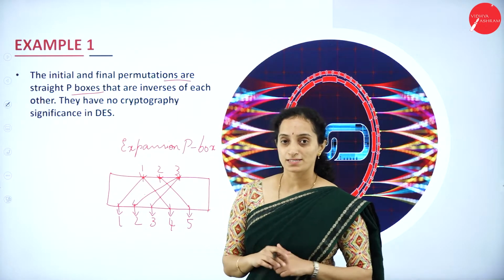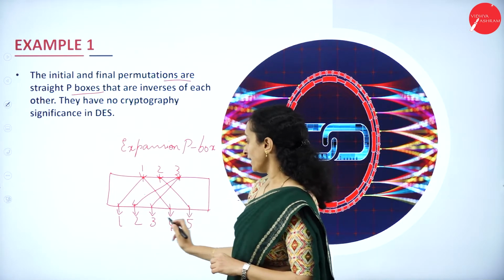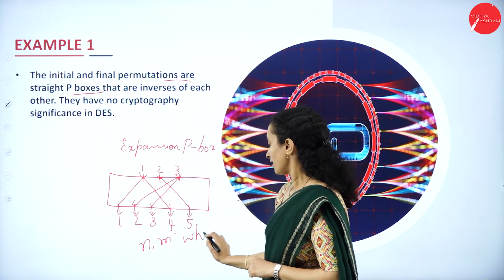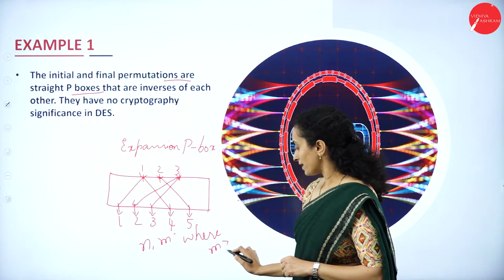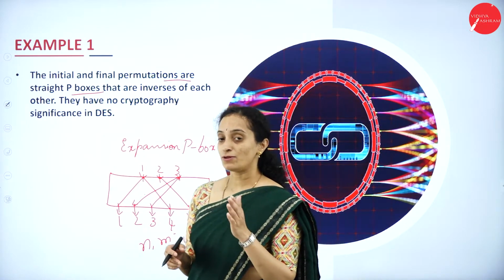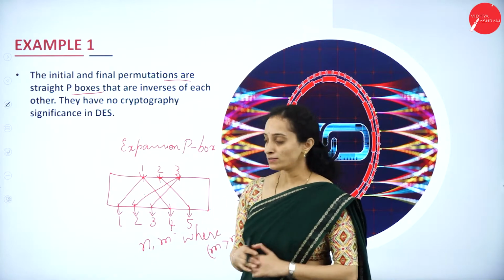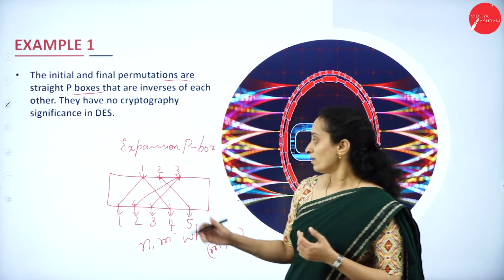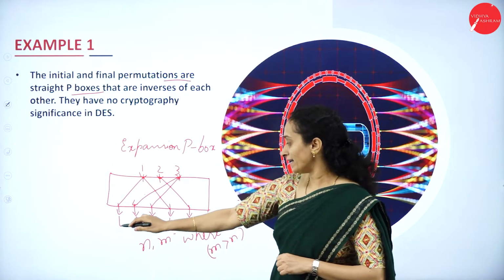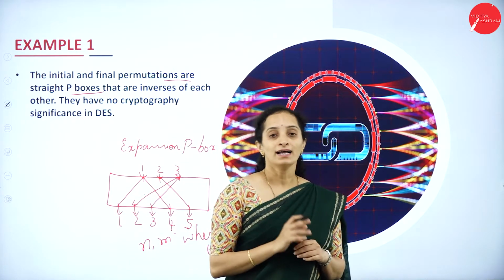Contrary to the compression P box, the expansion P box will have n number of input ports and m number of output ports, where the output ports will be greater than the number of input ports. M will be greater than n. In the compression P box, m is less than n, but in the expansion P box, the number of output ports will be more than the input ports. Like in this example, we have 3 input ports and 5 output ports. You may have any number of output ports, but it must be more than the input ports.